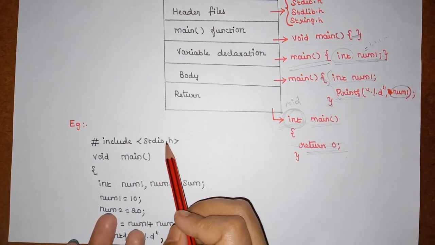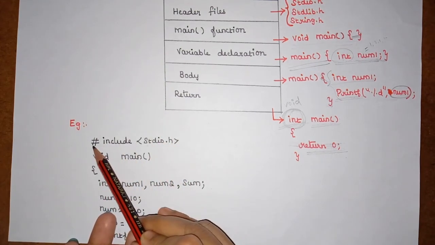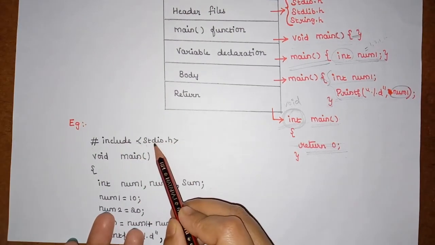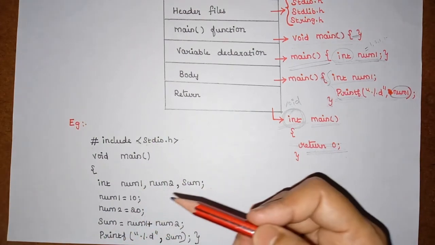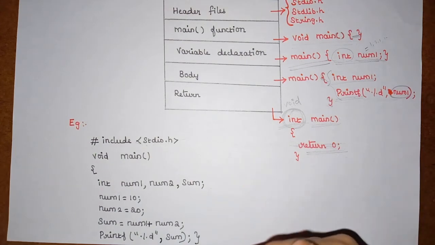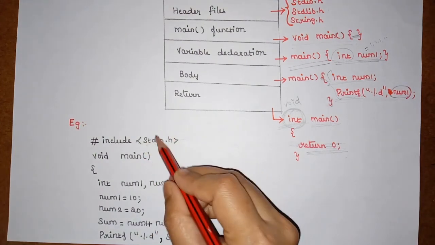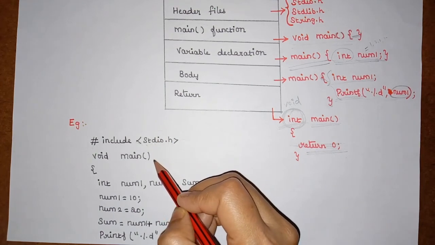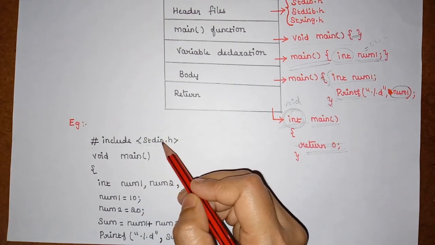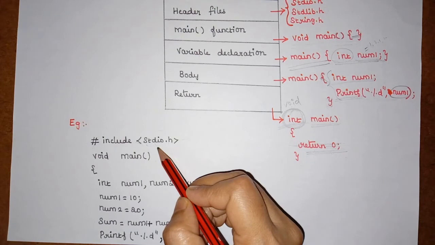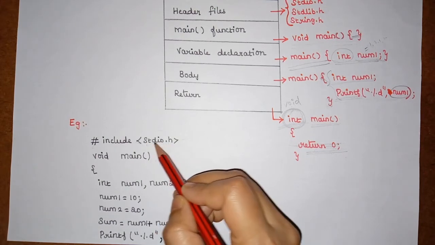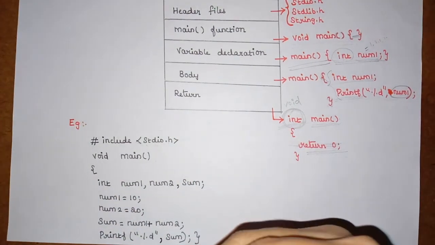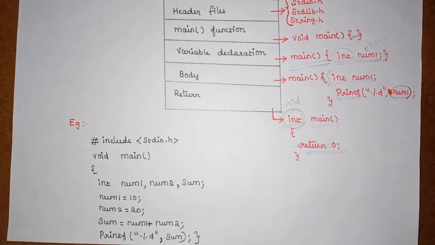Whenever we are including a header file in a program, it should be like this: hash include, and within these brackets we write stdio.h, which is standard input output. When we need to do any input output operation, we have to use this header file stdio.h. When we want to get any input from the user, or display anything as output for the user, we need this stdio.h, because this header file contains some predefined functions which are already defined, and we can directly use them for performing operations.